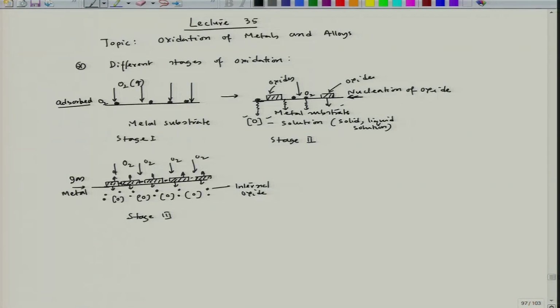3. At the same time, there could be a possibility that the entire surface is covered by oxides. This is covered by oxides. Now, once this particular oxide covers the metal surface, we can have two more interfaces. Now, this is oxide, this is oxygen, this is metal. So, we have two interfaces.